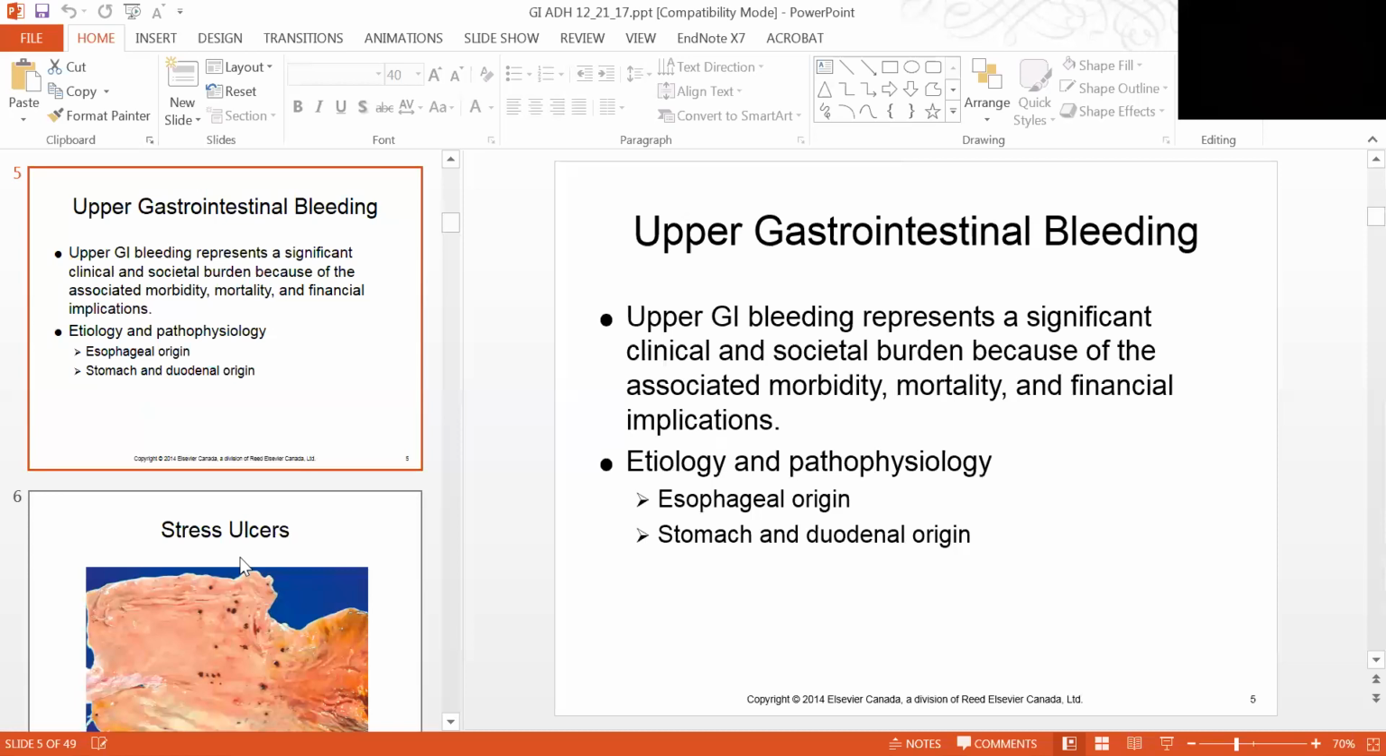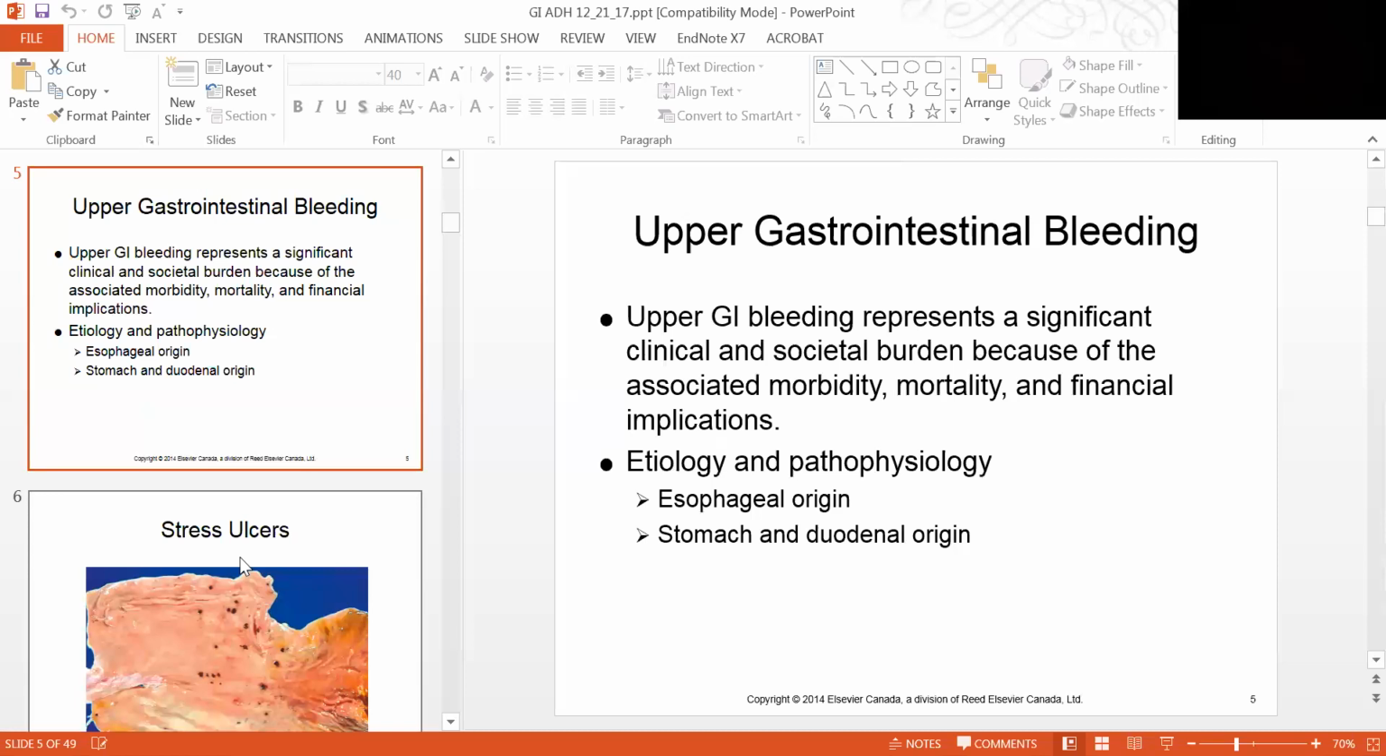What they do with those is they get them into the ICU. They get the gastroenterologist to come in and do a scope, and they actually sclerose them, or inject medication into them so that it collapses them. So that's the patient with esophageal varices.